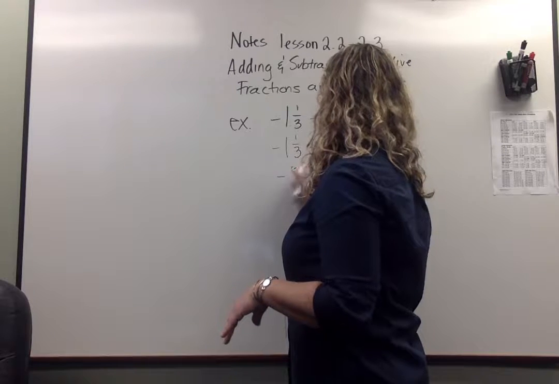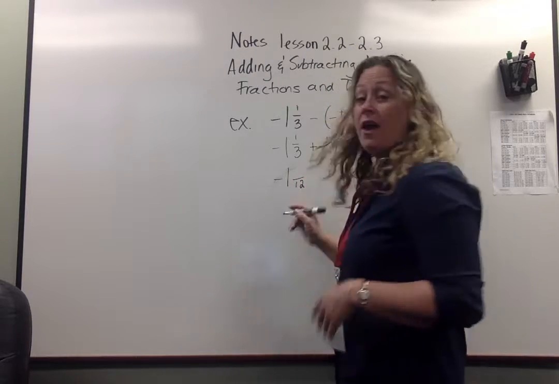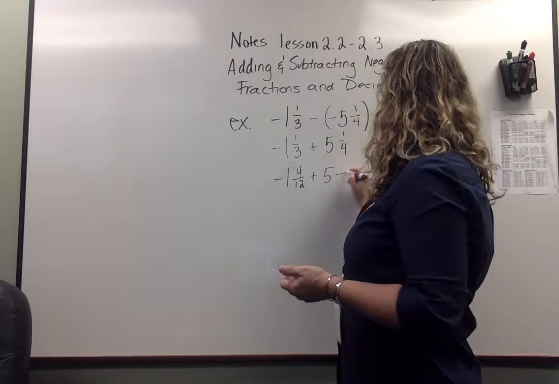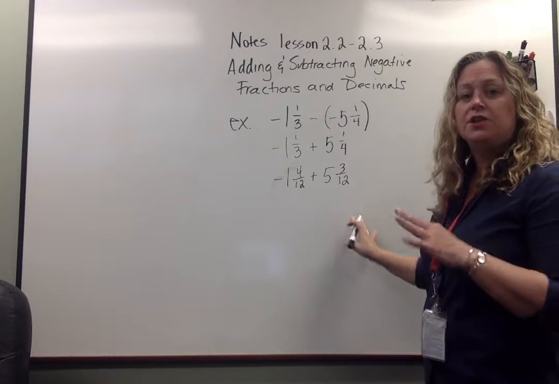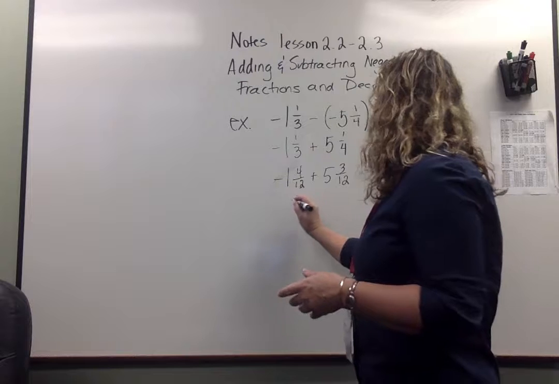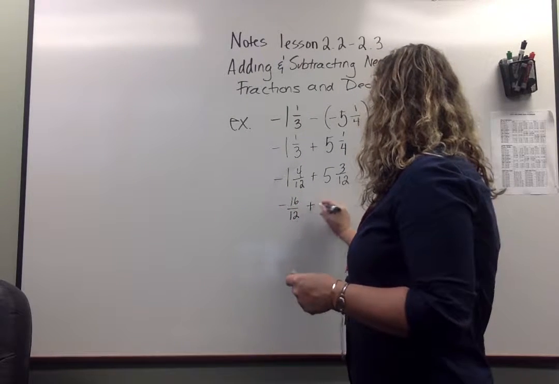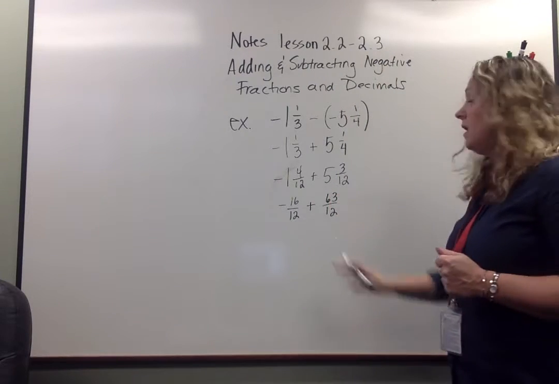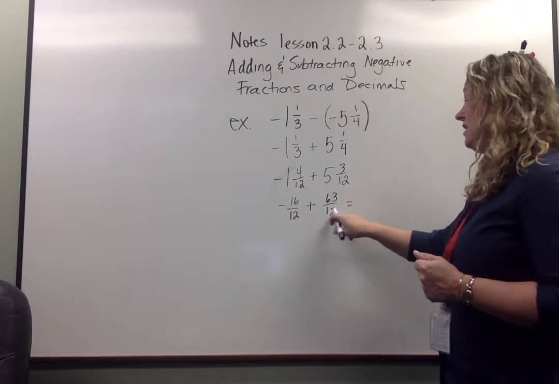So I'm going to convert both of those to common denominators. I'm going to pick 12. I could pick 24, 36, but I'm going to pick the one that's the smallest. And after I do that, I know I'm going to be subtracting it, and to avoid borrowing, I'm going to change both of those into improper fractions. So I have negative 16/12 and 63/12.